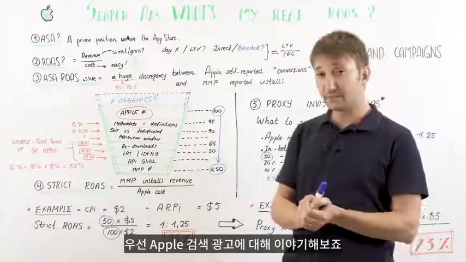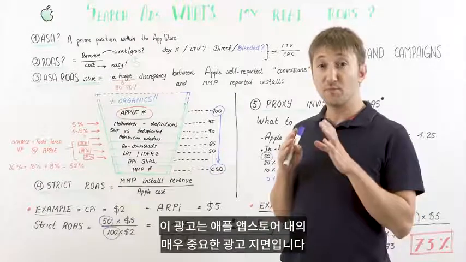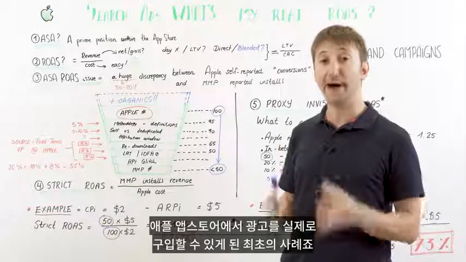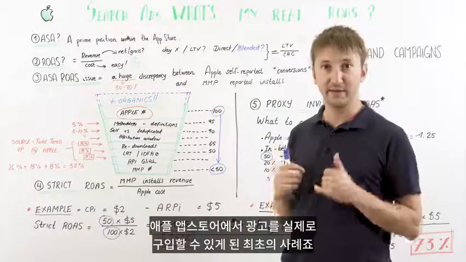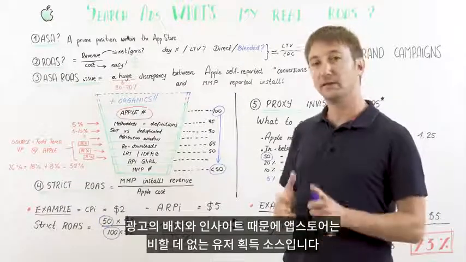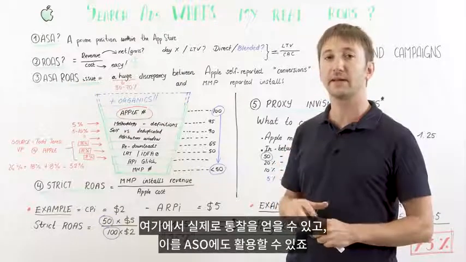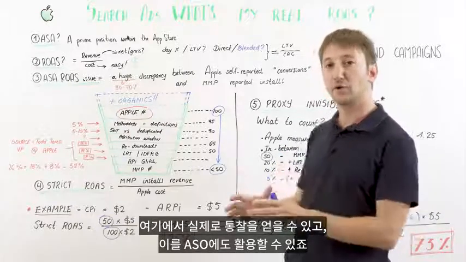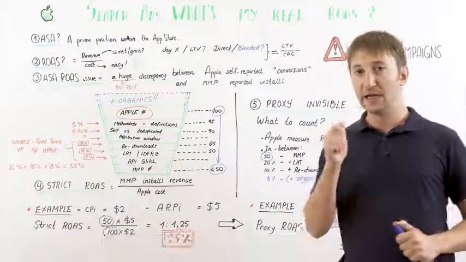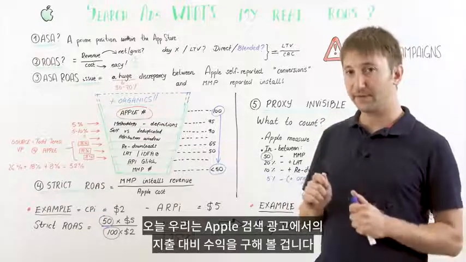First thing, we're talking about Apple Search Ads. For those who don't know it, this is a prime placement within the App Store. This is the very first time you can actually buy some advertising within the App Store. And that's an unparalleled user acquisition source because of the placement, but also because of the insights that you can get from it and actually use for your App Store optimization. And that's one of the reasons this is one of my favorite topics. Today, we're going to try to determine the return on ad spend we're getting from it.